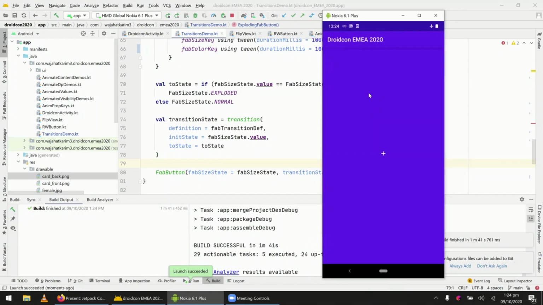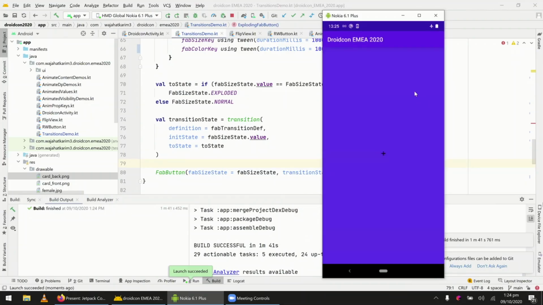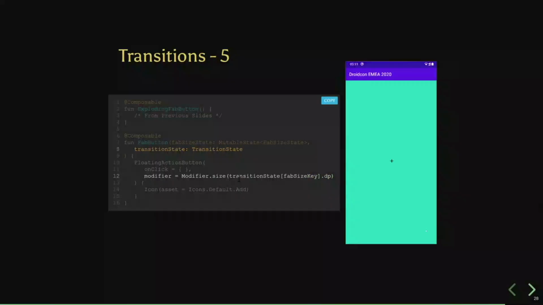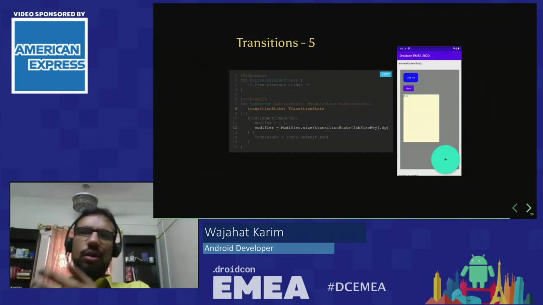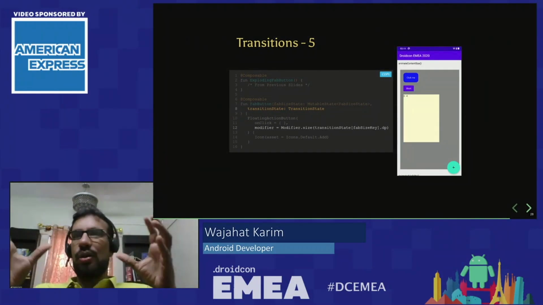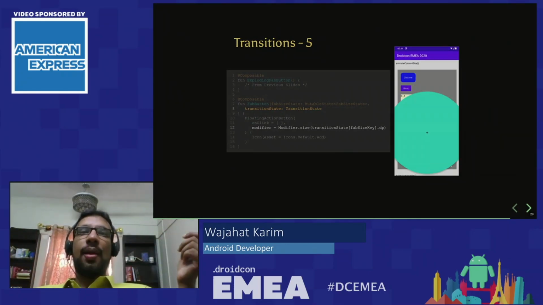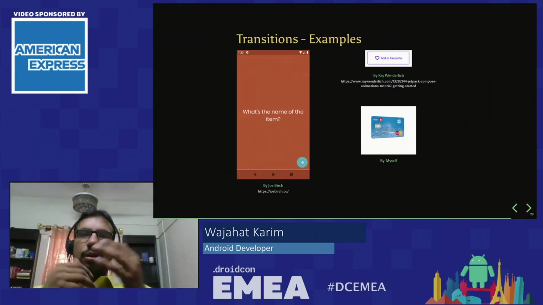Okay, so now you can see that the first button decreases in size, then it pops up and it changes its colors. It's that simple. So that's how it works. You put in more keys, more transitions, more states, and you get this whole bunch of awesome animation in your code.